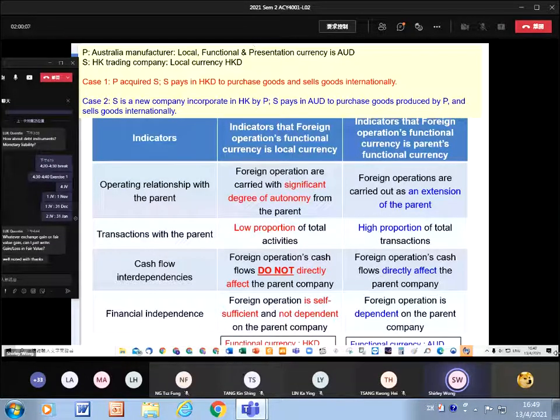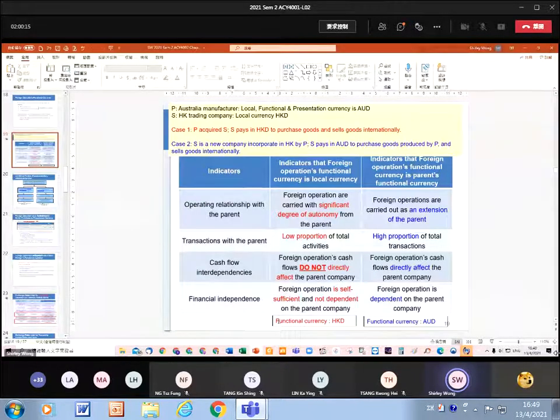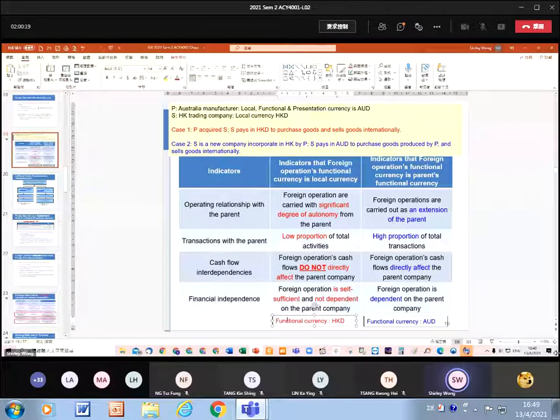Therefore, in this case, I will write it down. Functional currency is Hong Kong dollar. If you cannot see it clearly, let me put it this way. So you can write it down under this column. The functional currency for this company will be Hong Kong dollar. So write it down for the second case. For case one in the middle column, you write it down. Assume that this company's functional currency is Hong Kong dollar. So here it also says functional currency is the local currency. That means functional currency is Hong Kong dollar.